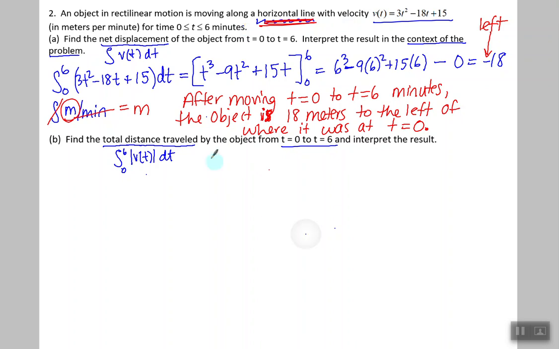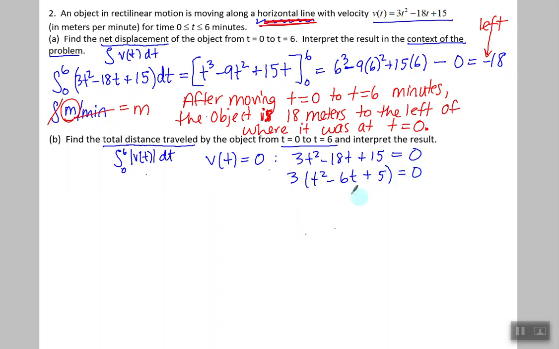So to do that, I'm going to start by figuring out when the object is not moving, or rather where the velocity is equal to 0. So let's take this 3t squared minus 18t plus 15, our velocity function. Setting it equal to 0, I can factor out a 3, t squared minus 6t plus 5. And then I can factor from there, t minus 5 times t minus 1, and get that it's stopping at 1 and 5 minutes.